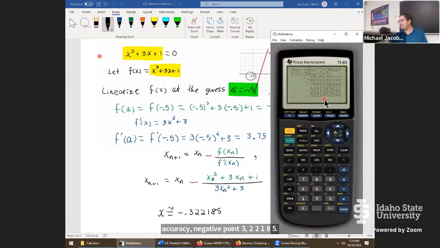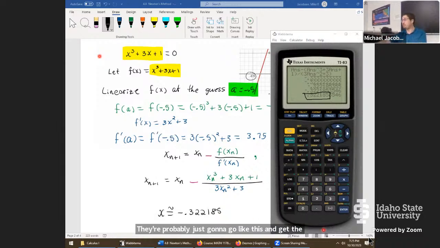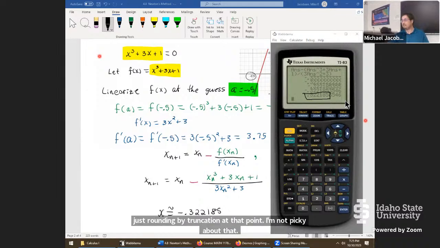Have you noticed that some of the rounding kind of seems odd in the back of the book? The instructions are asking for answers that are accurate to 6 decimal places. So that means he's going to round by truncation and only pick off these digits. Forget where to stop right there. So even if the value to the right over here was like a 7 or something, and it would have rounded up, they're probably just going to go like this and give the answer accurate to that amount of digits without actually changing anything. Again, just rounding by truncation at that point. I'm not picky about that. So if you did round up, I don't worry too much about that.